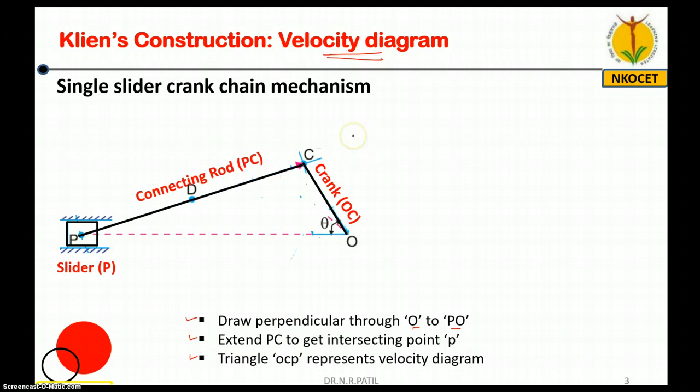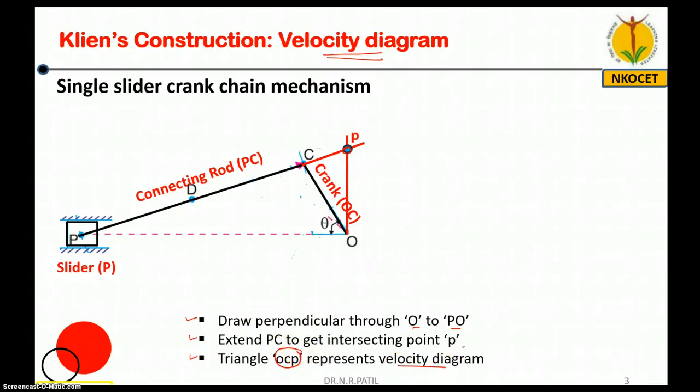So let's start how to draw. Extend the line, draw perpendicular to OP. Then extend the line PC. You will get the intersecting point somewhere here. Okay, this is point P. Now this triangle, friends, OCP represents velocity diagram. How simple it is, isn't it?